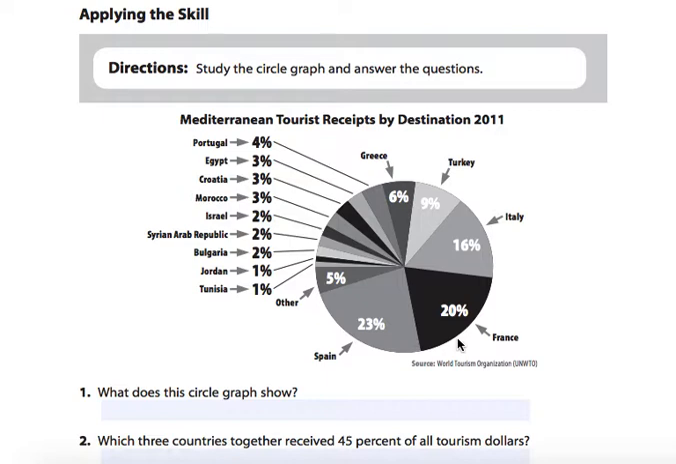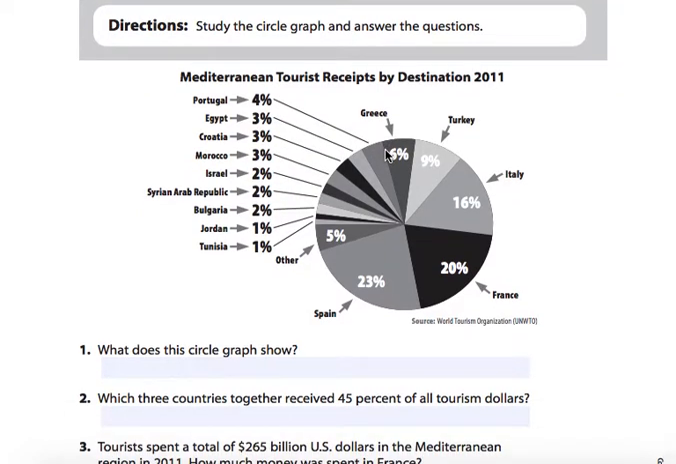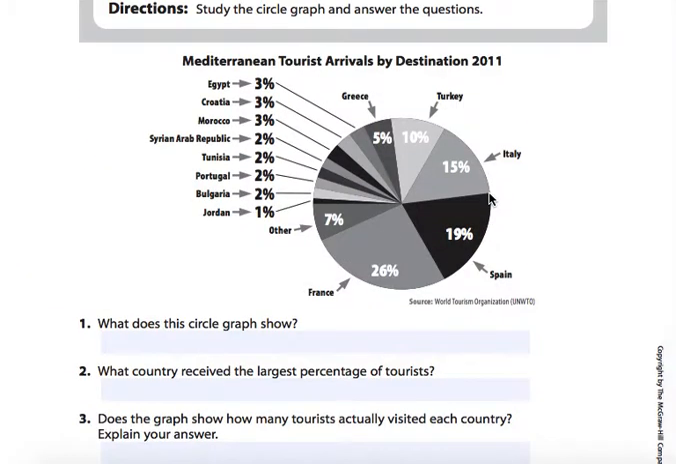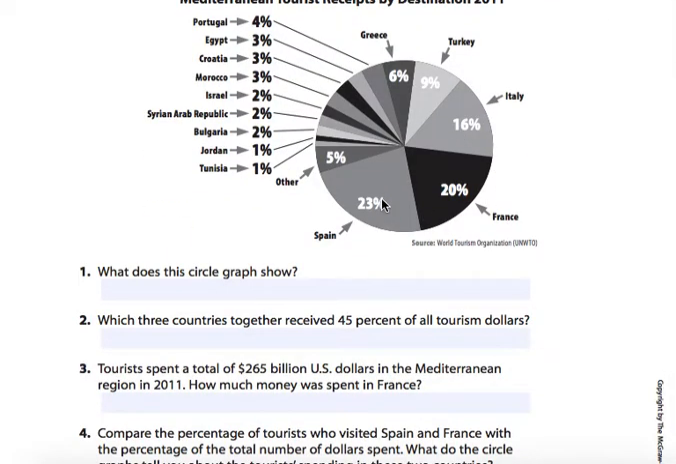Where does that money get spent? You can see here that it shows where the receipts are, tourist receipts, so the amount of money that's being spent. Which three countries together receive 45% of all tourism dollars? If you added up three of these, you could say that France at 20%, Italy at 16% gets you to 36, and 23 more percent for Spain is going to give you a total of 45 or 46%. So the three largest countries in overall size in relation to tourism is also where most of that money is being spent. Obviously makes sense. More people are traveling there, therefore more people are spending money there.